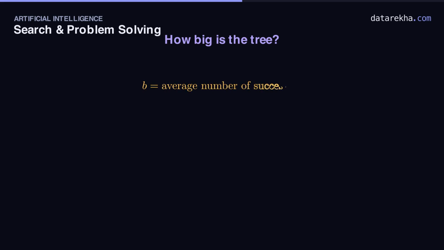Before we run real examples, we need to know what we're up against, how big these trees get. 2 numbers decide it. The branching factor B, the average number of successors a state has, and the depth D, the number of actions in the shallowest solution.